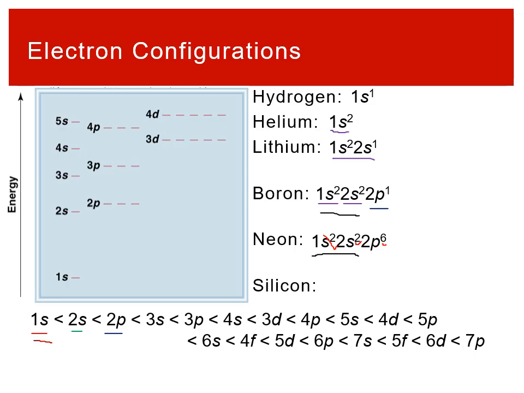Silicon, if we want to keep going up, is atomic number 14. So the first 10 electrons we can see match what we had with neon because those were all full. When it's all full for neon, those first 10 are going to go to the exact same place. So you're building up. Silicon has 14 electrons.